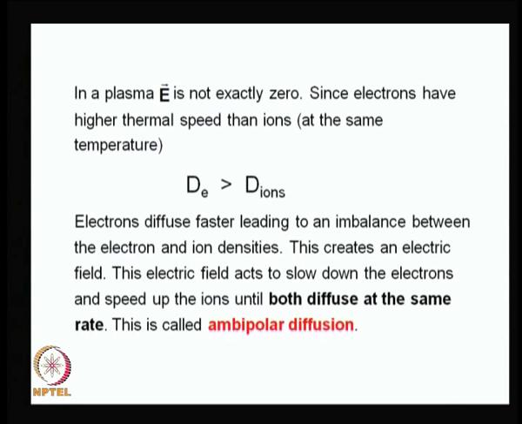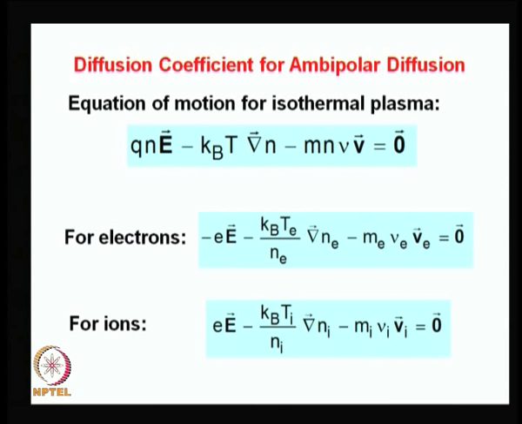However, the electric field so created acts in a direction that slows down the electrons and speeds up the ions, until both of them diffuse at the same rate. This phenomenon is called ambipolar diffusion, in which the electrons and ions both diffuse at the same rate. Ambi means both, and so both kinds of charged particles diffuse at the same rate. Now, we will solve the equation of motion for ambipolar diffusion to obtain an expression for the diffusion coefficient.